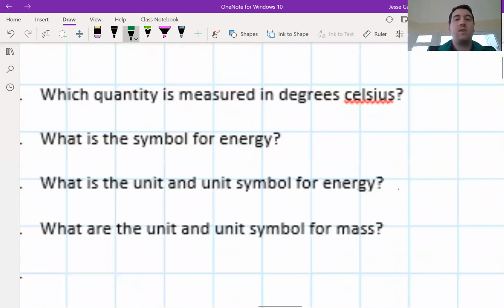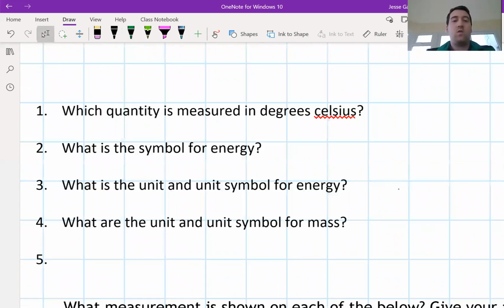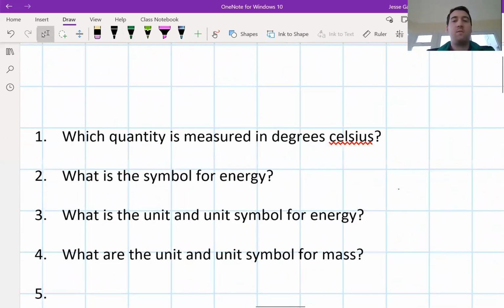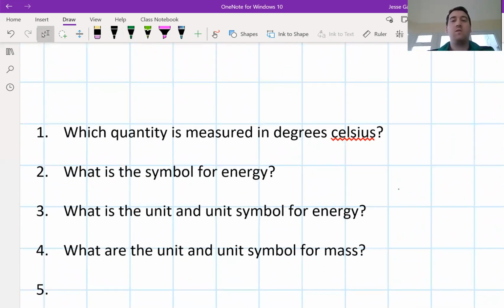Here I have four questions for you. Just do 1 to 4 for me. Pause the video and do questions 1 to 4. You should only be watching the video if you've done questions 1 to 4. Which quantity is measured in degrees Celsius? Let's look at the question here. Check the question carefully. Which quantity? So we need to name a quantity that is measured in degrees Celsius. That would be temperature. Well done. If you wrote temperature, that is correct. Temperature is measured in degrees Celsius.